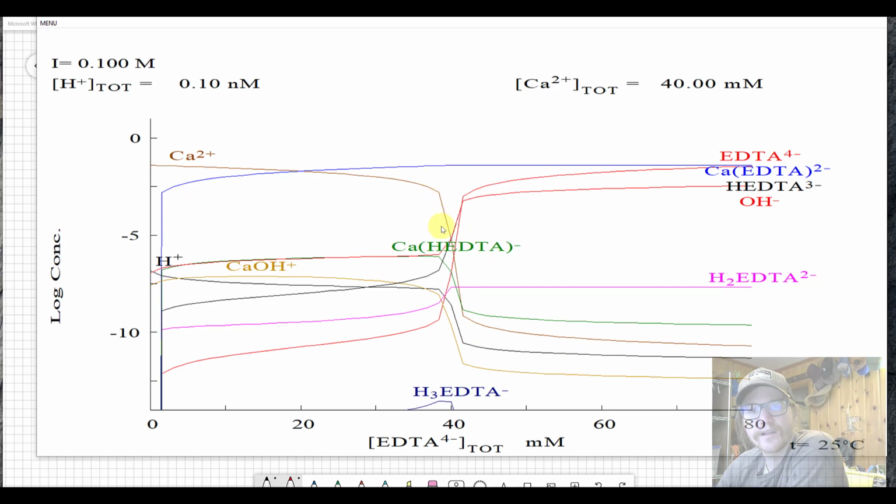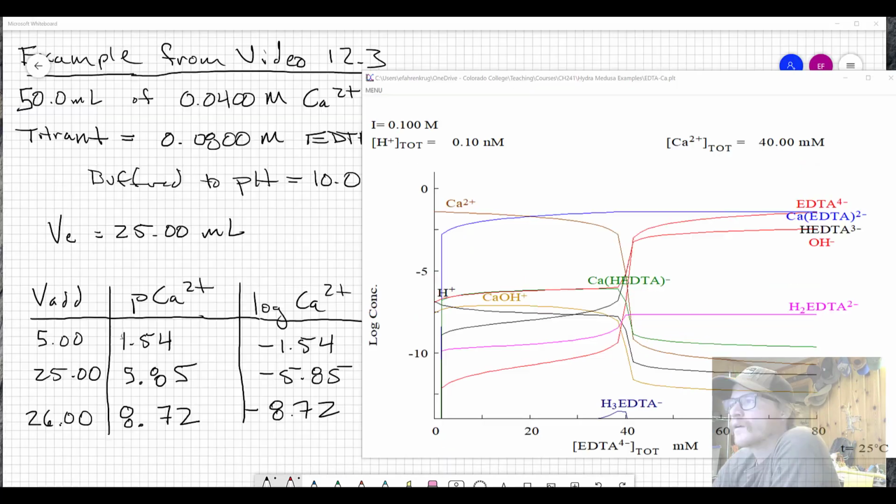And this is exactly what we computed or predicted from our titration curve, because here in this region, pre-equivalence, we have excess calcium. At equivalence, where the inflection occurs, we have an equal amount of both, and then as this progresses, we have an excess amount of EDTA in the system.